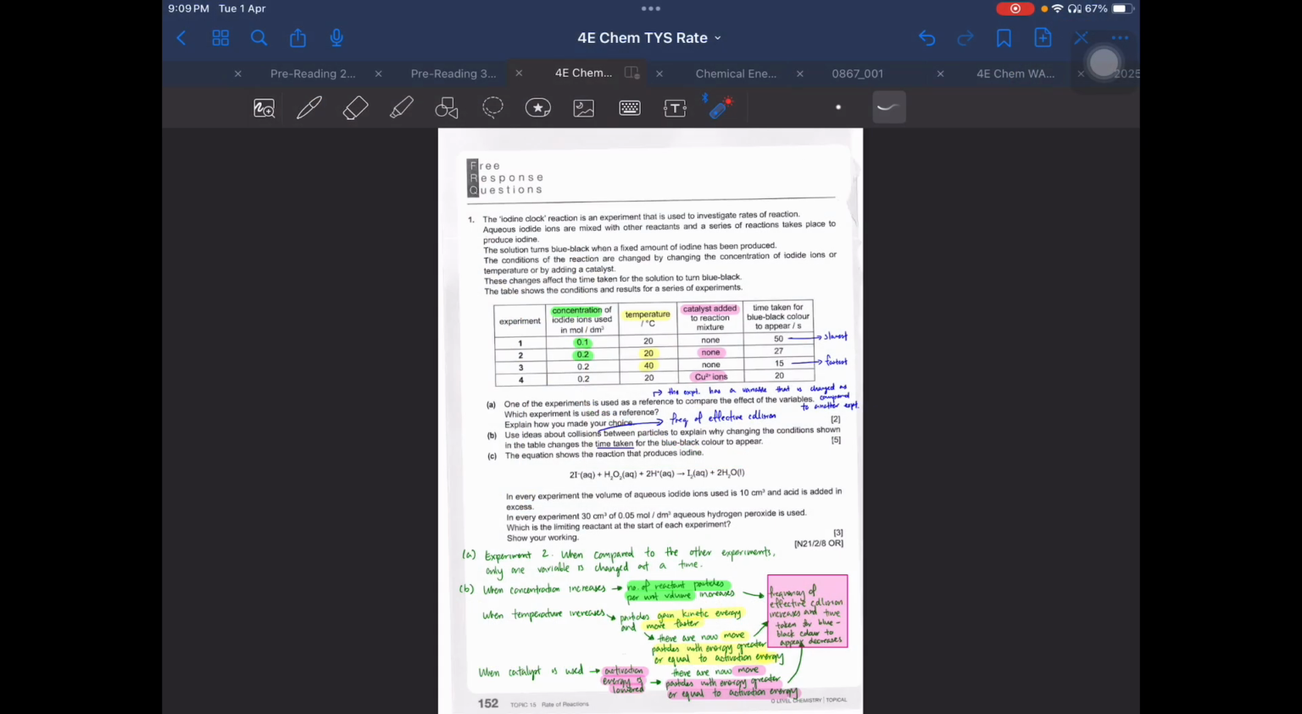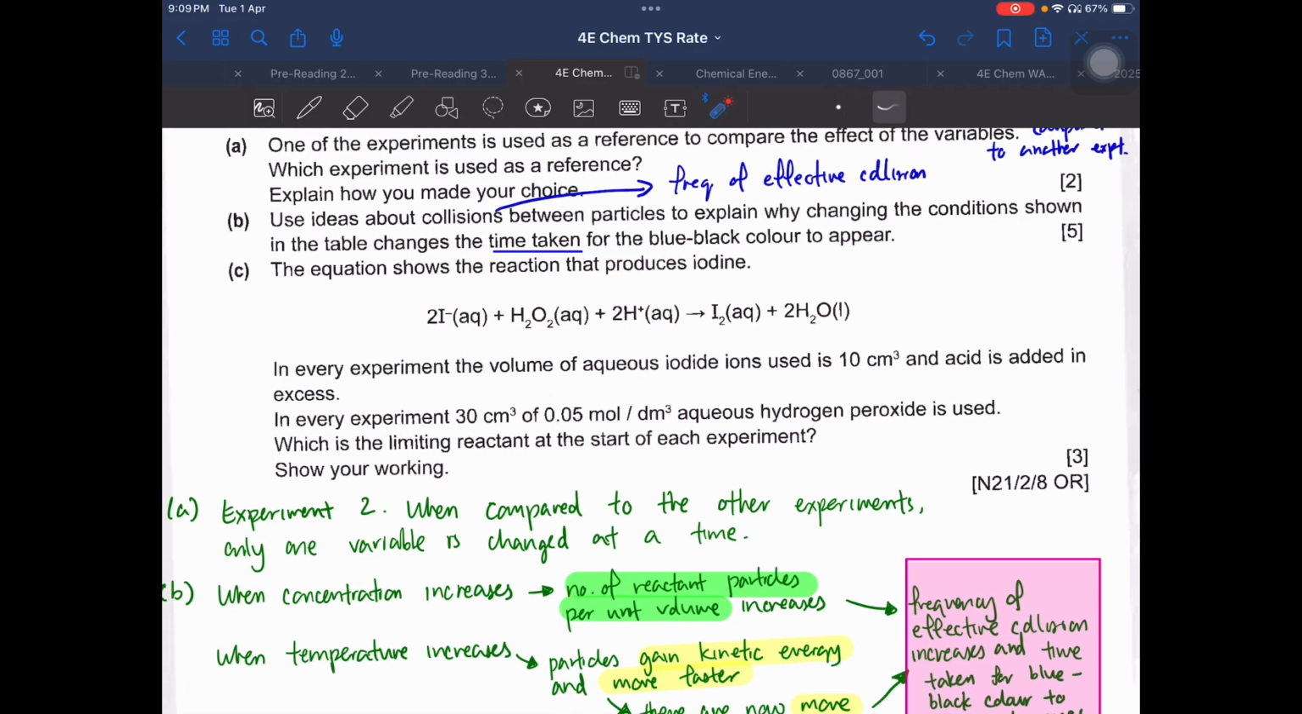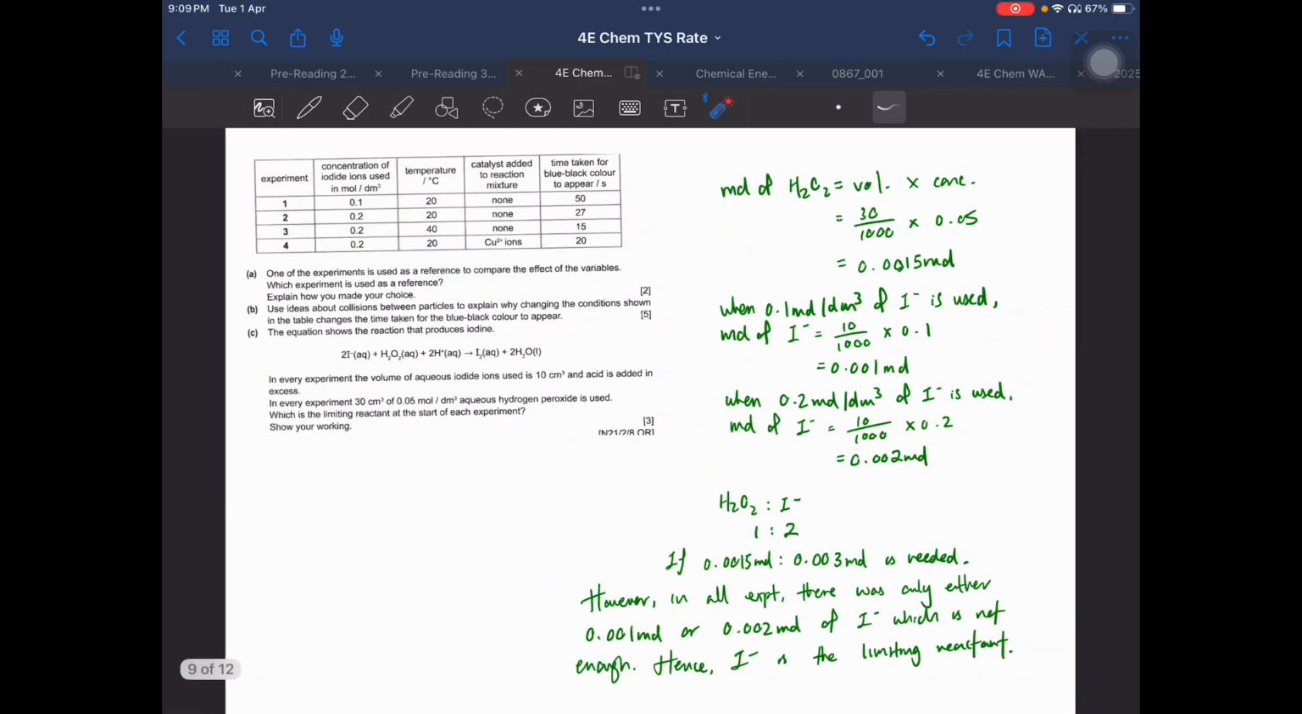Alright, hopefully this video gives you a better sense of what the concept is and why we are phrasing it in this manner. Let's take a look at the third question, which is about this concept of limiting reactant. For this question, let me just open up a new page.